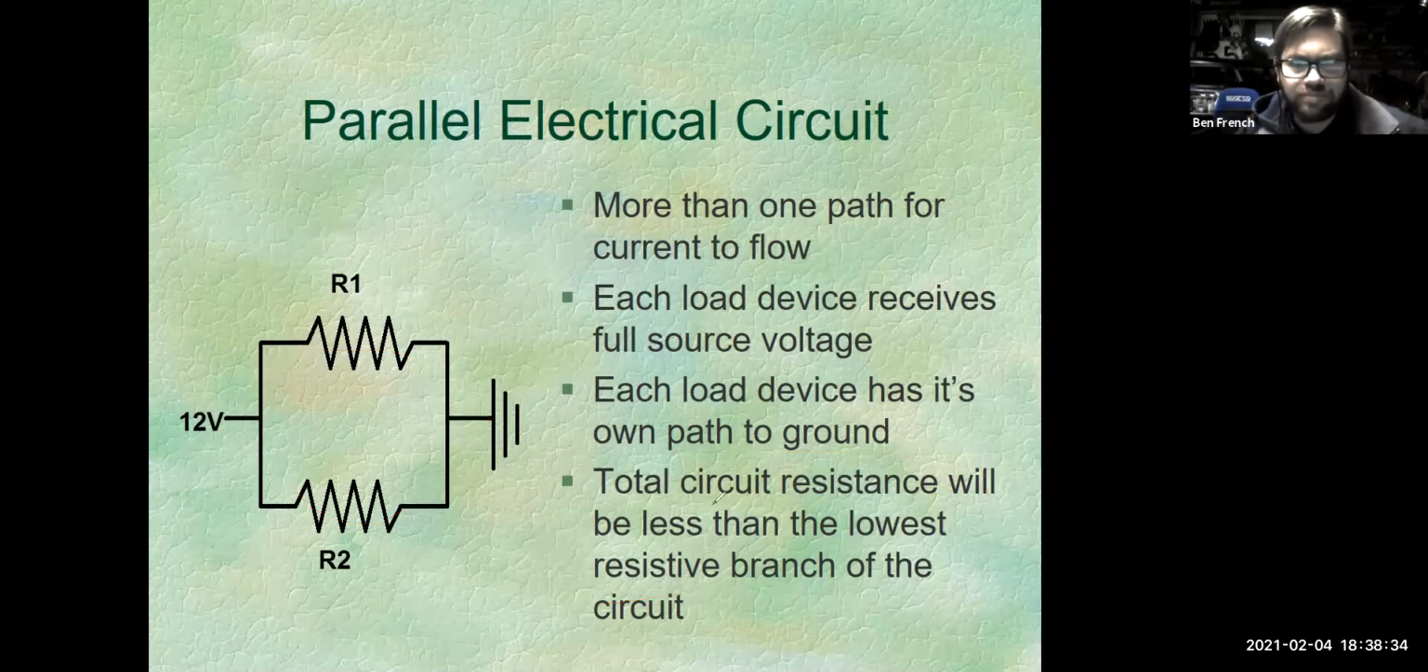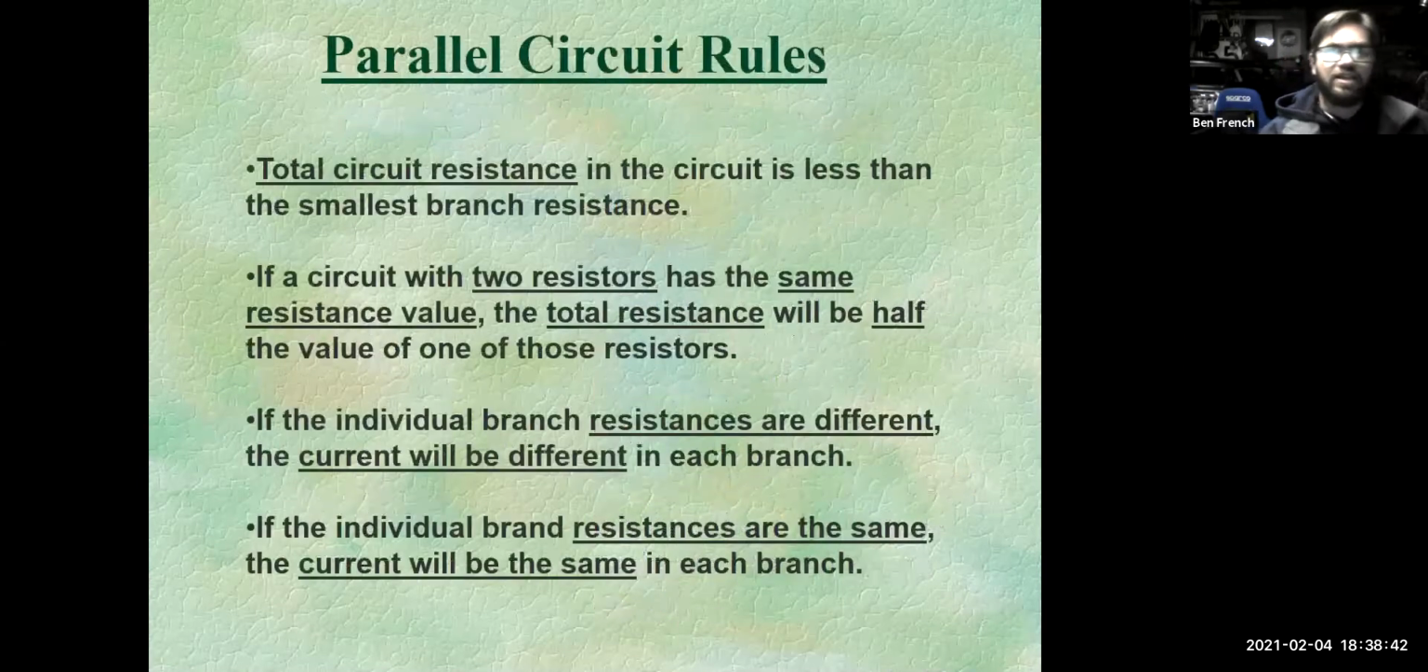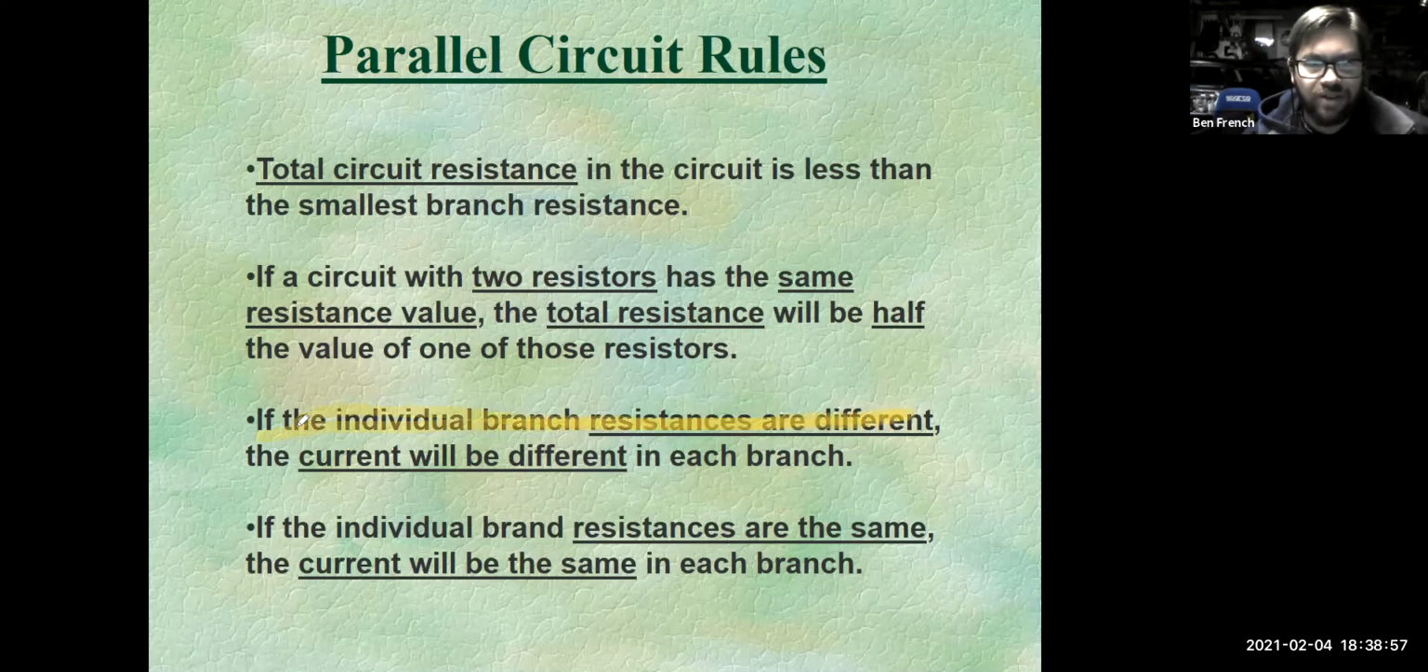All right. So total circuit resistance is less than the lowest resistive branch. Can't stress that enough. So we got it here in some bullet points. A couple other things of note on this particular screen. How about this one right here? If the resistances are different, the current flow in each one of the branches is going to be different. If they're the same, of course, the current flow should be the same. And here was the thing that I just went over where I did the quickie flat rate method to figuring it out.